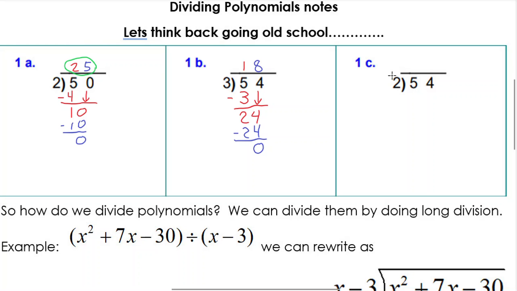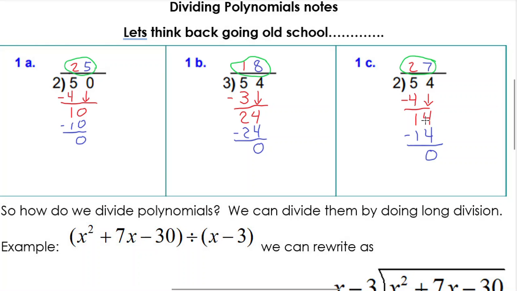Alright, hopefully you paused the video. Let's see how you did. 54 divided by 2. So I say, how many times does 2 go into 5? It goes in there twice. 2 times 2 is 4. 5 minus 4 is 1. Bring down that next 4, and I get 14. How many times does 2 go into 14? Well, it goes in there 7 times. 7 times 2 is 14. 14 minus 14 is 0, so my answer was 27.